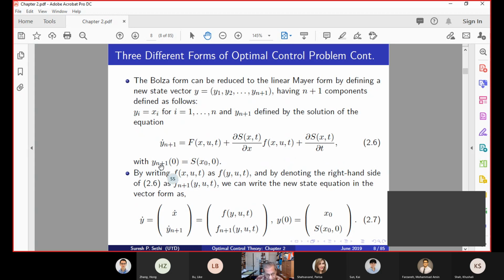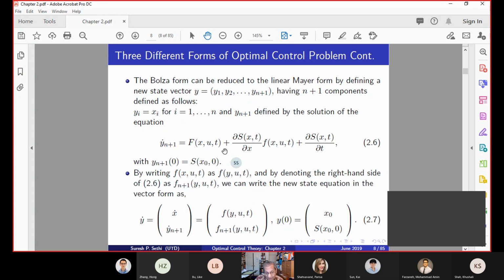And the initial value of this is x0. S is defined, F is defined, so everything is defined. So I now define this variable y_{n+1}. Now I write f(x, u, t) as f(y, u, t) by denoting the right hand side of 2.6, which is this one. I add that as f_n plus y_u.